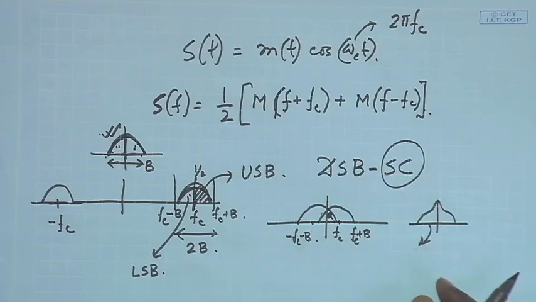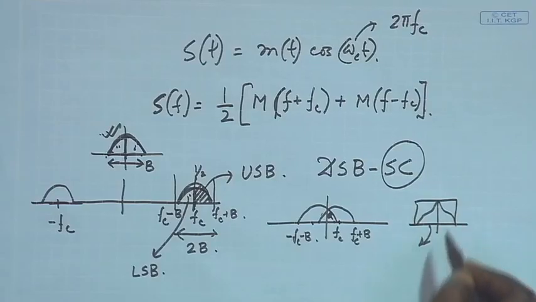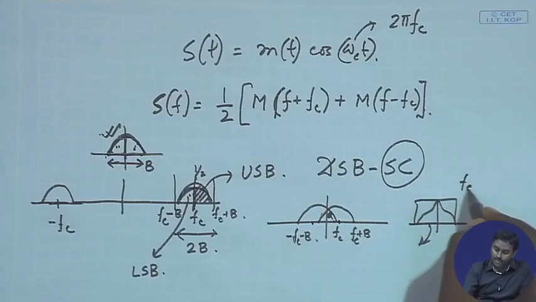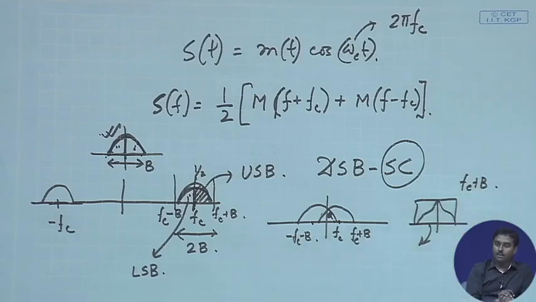So now, after doing this modulation, I cannot employ any kind of band pass filtering. I will have to employ a low pass filtering of bandwidth Fc plus B, and that will distort the signal. If I try to see the time domain signal, it will be distorted because the frequency components have been distorted.